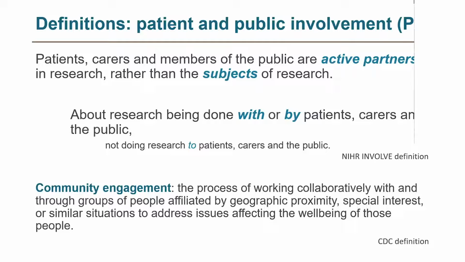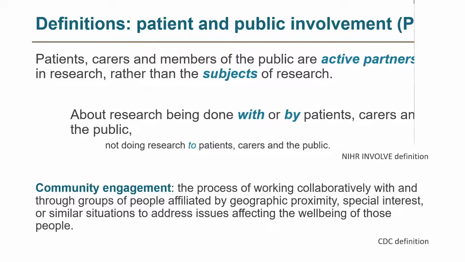Before we get into the meat of what we're exploring this morning, I need to explain what I mean by some of the terms I'll be using, as unfortunately terminology in this field varies from organisation to organisation, let alone country to country. The first term I want to define is patient and public involvement in research. By this, I mean patients, carers, and members of the public are active partners in research, rather than the subjects of research. So it's about research being done with patients, carers, and the public, rather than to them. This definition comes from Involve, which is the organisation that was set up by the National Institute of Health Research in the UK to support patient and public involvement.